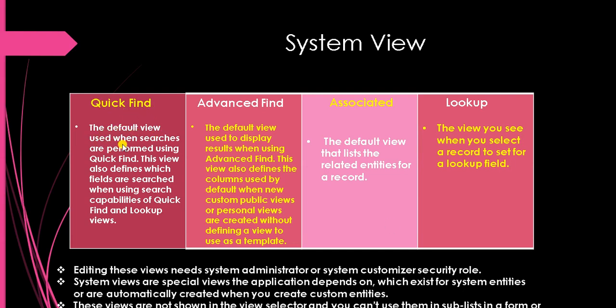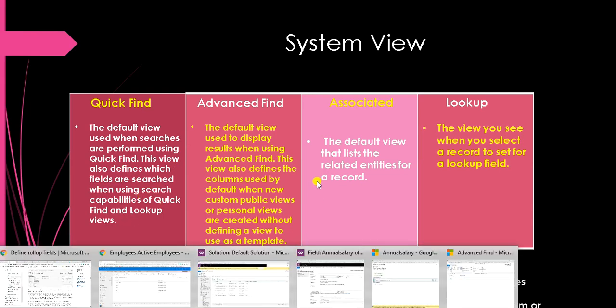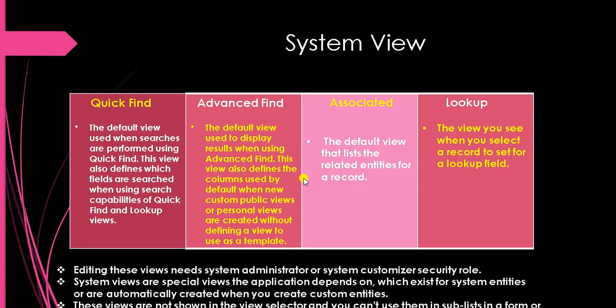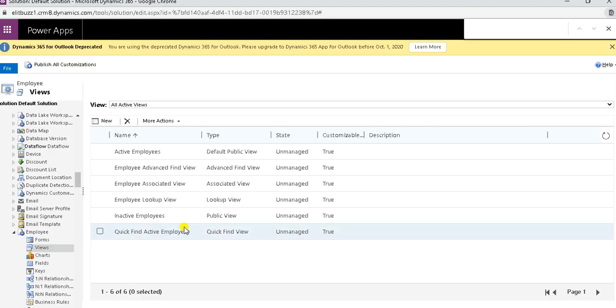The system views are available as quick find, the default view used when searches are performed using quick find. This view also defines which fields are searched when using the search capabilities of quick find and lookup views. Quick find is basically like this. Active employees is a public view, but it's kind of a system view.